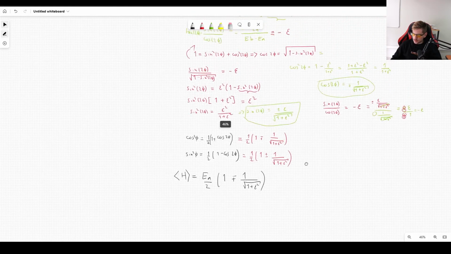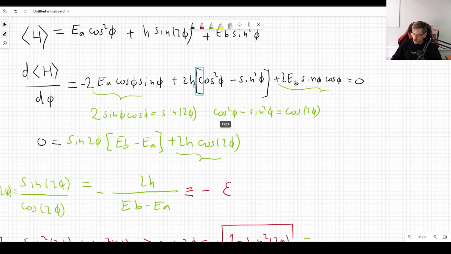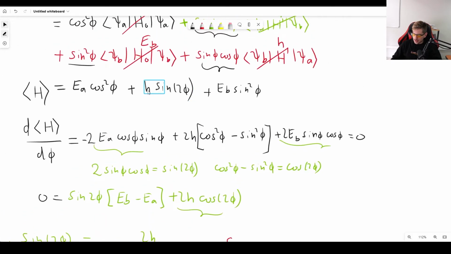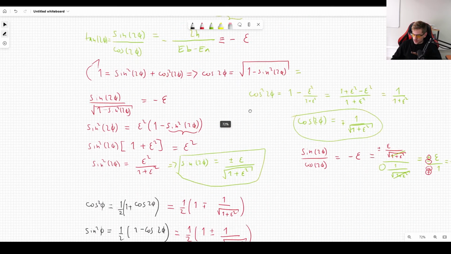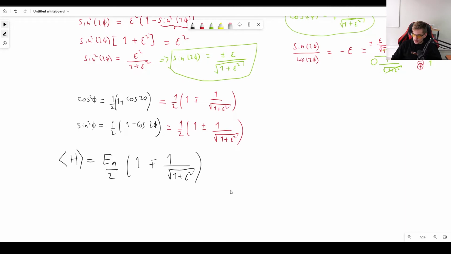And then next we have 2h sine of 2 phi. Sine of 2 phi is this. So plus h, actually plus or minus, right? Plus or minus h times epsilon divided by 1 plus epsilon squared. And finally, we have plus EB times the sine squared. So we get EB over 2, and then 1 plus or minus 1 over 1 plus epsilon squared.